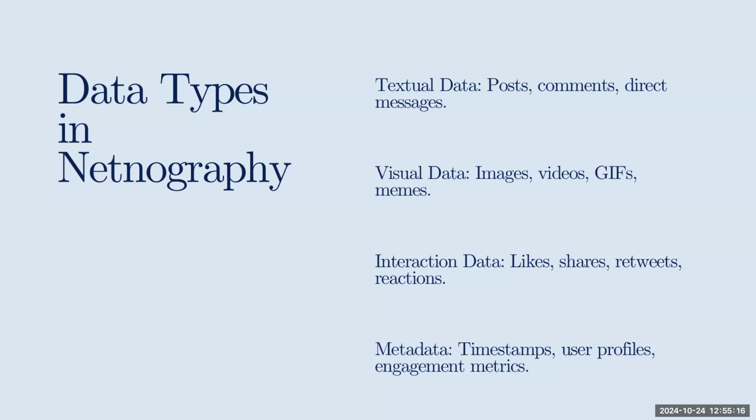And then the last type of data that we're looking at is metadata. Metadata refers to data about data. So you're looking at things like timestamps, user profiles, and other engagement metrics. That metadata provides a framework for understanding the context of the interactions, such as when that conversation took place, who was involved, and the frequency of interactions. And you're looking at these things because they help provide context.